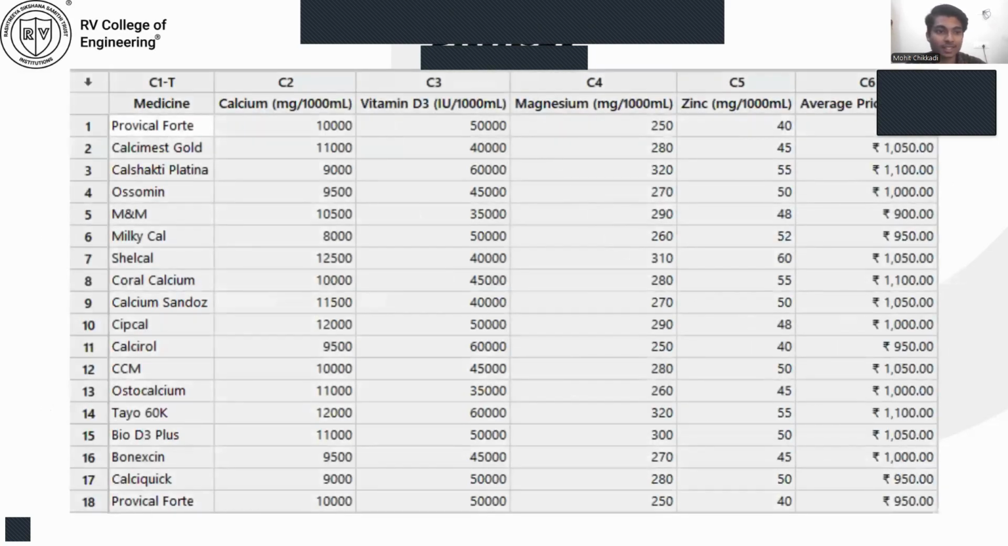Moving further, this is the data set. As I told you, we have Kal Shakti Platina, Osomen, M&M, Milky Cal, and many other medicines. And then you have calcium, vitamin, magnesium, zinc, and the average price that the seller sells it at in the market. With this data, we'll be using a couple of different data analysis techniques to uncover some potentially surprising insights. So stick around.